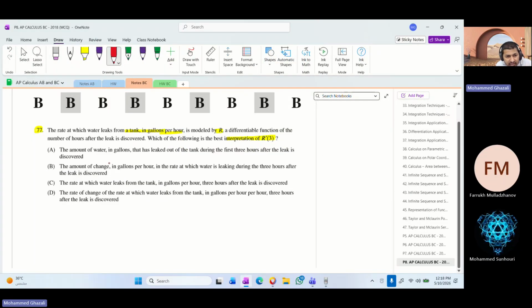First 3 hours after the leak, the amount of water in gallons that has leaked out of the tank. Yes, yes. The rate of change of the rate of water leaking out from the tank in gallons per hour is more like acceleration. Remember what I said? Think about acceleration. Because this is more like velocity, right?